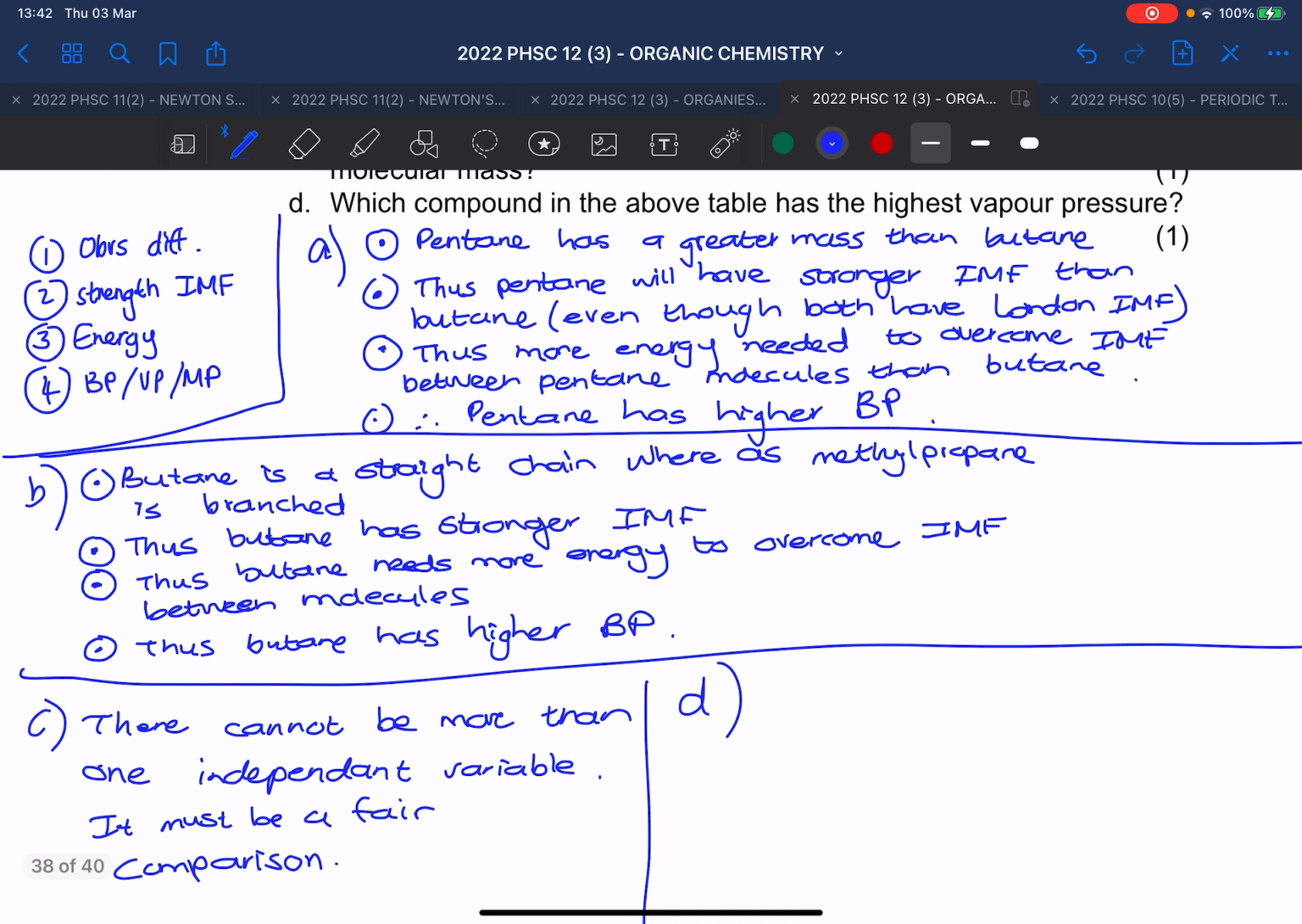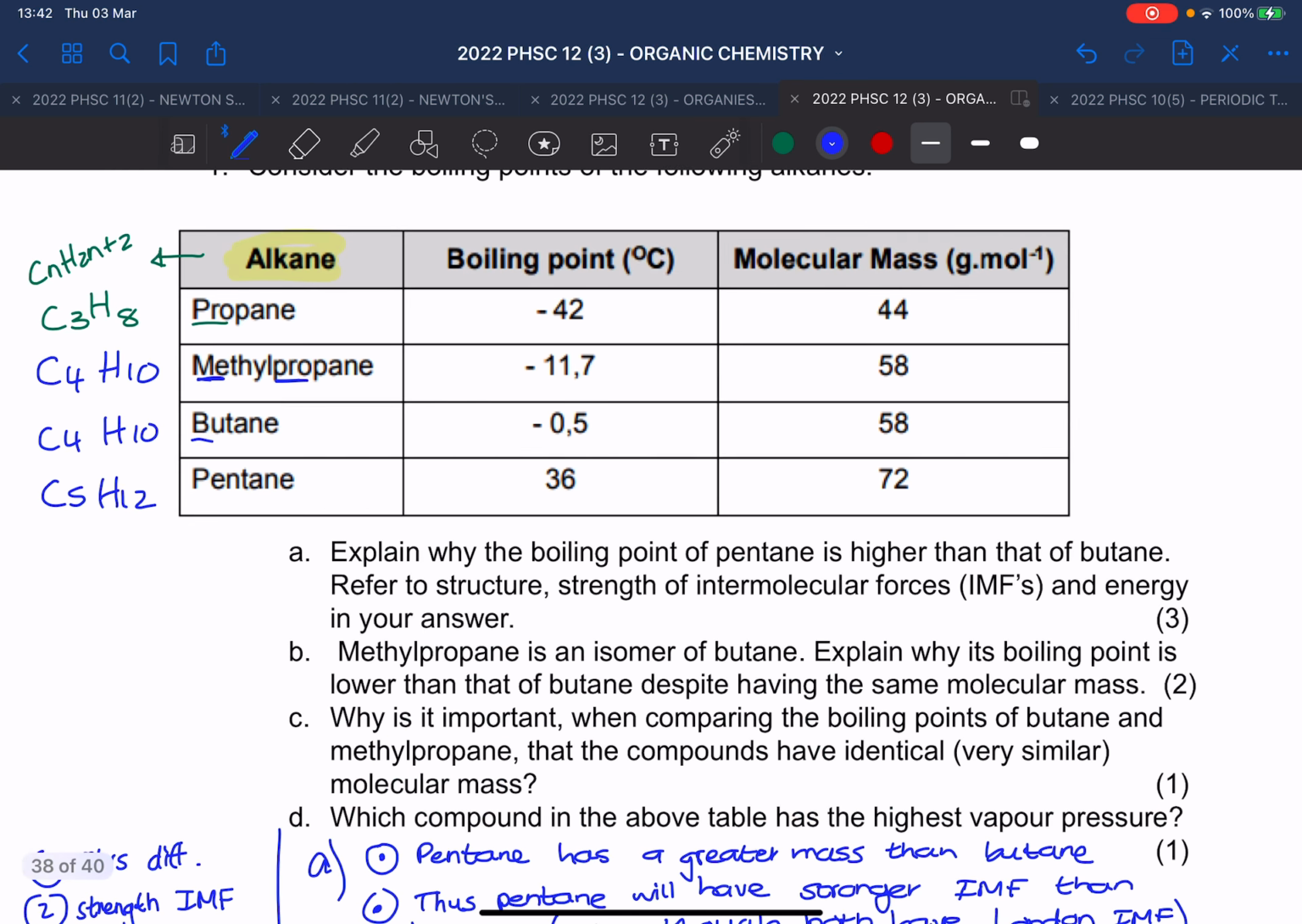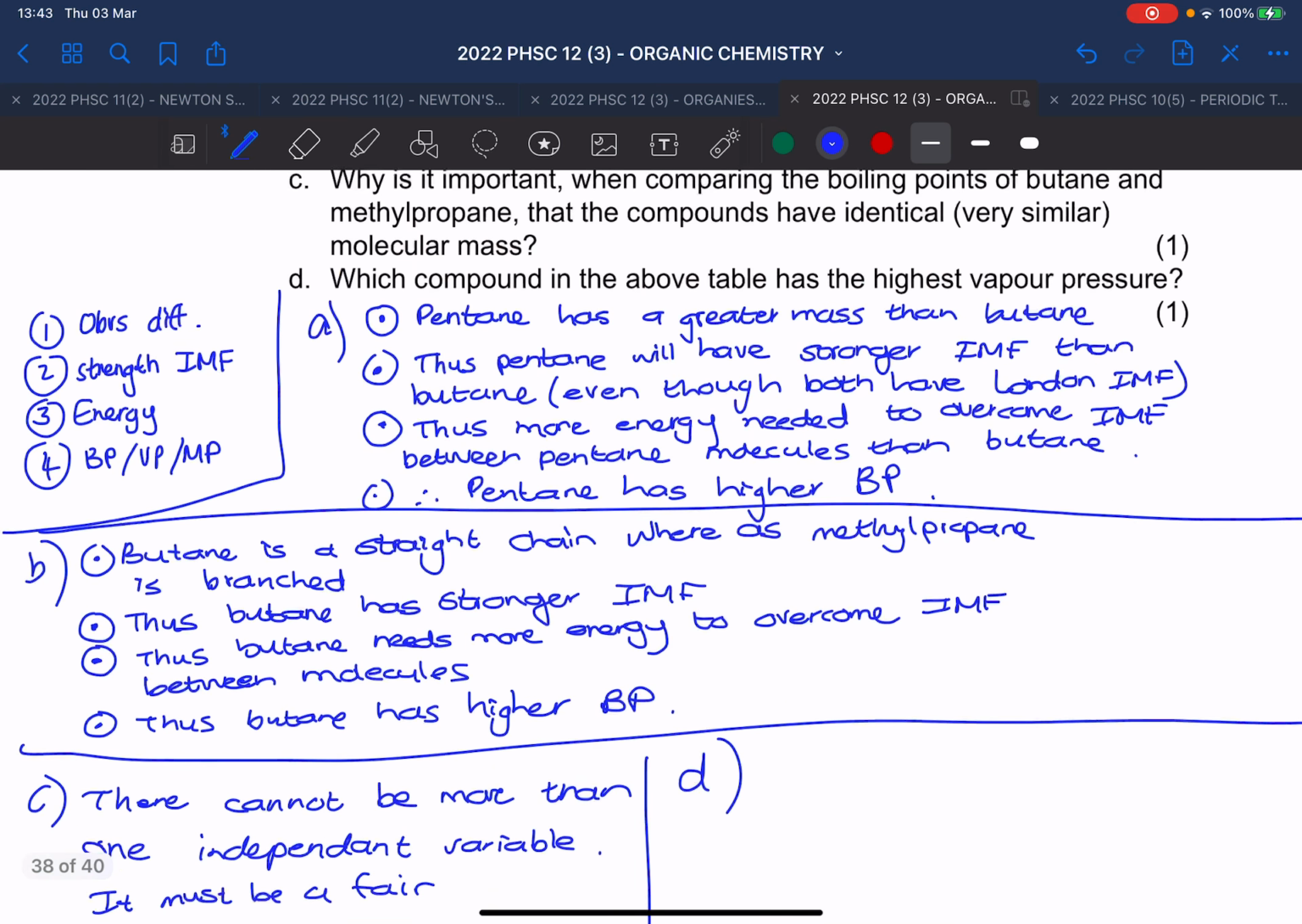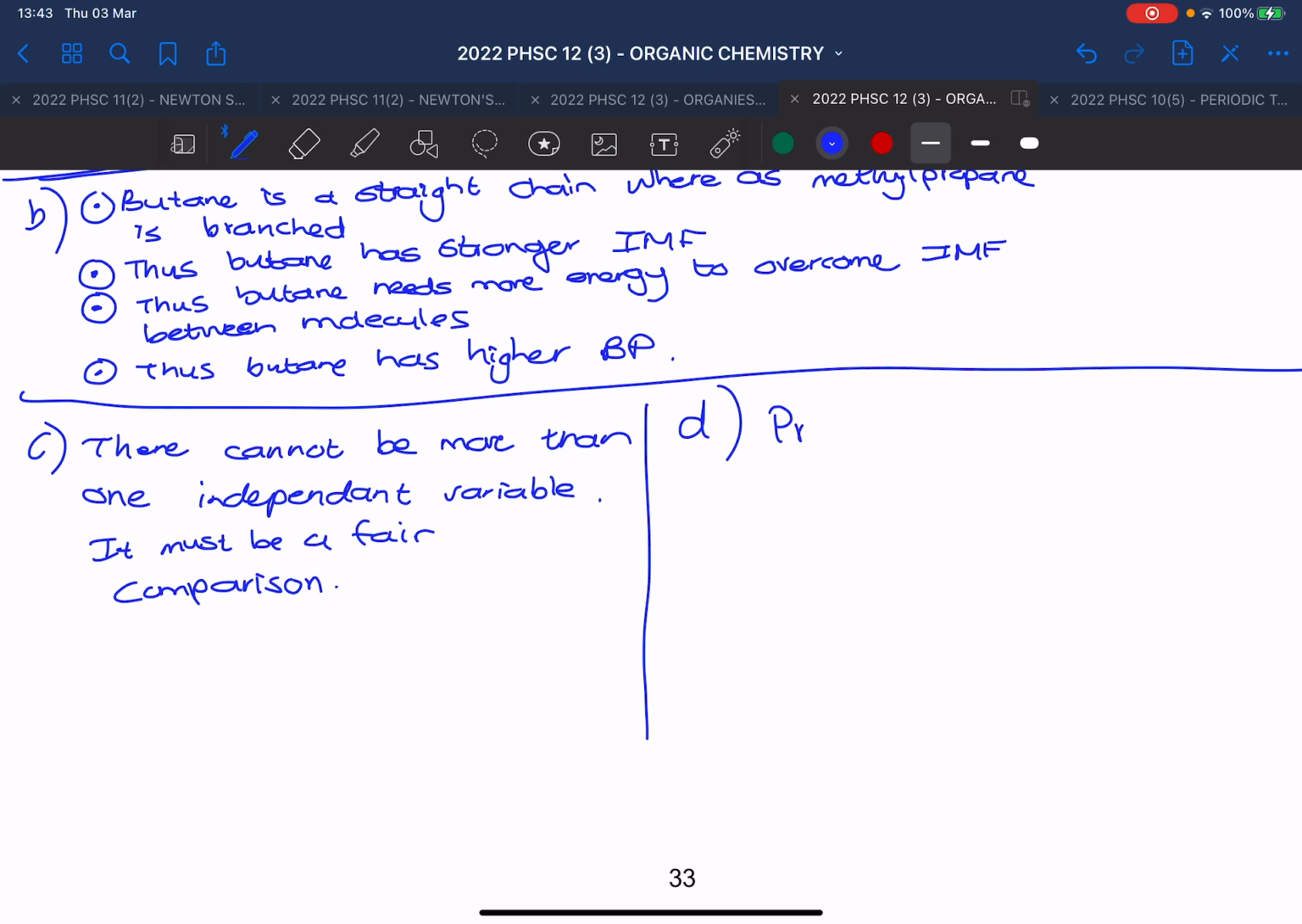Which compound in the table above has the highest vapor pressure? Vapor pressure you get if the intermolecular forces can break easily and they evaporate. So which one will have the highest vapor pressure? The one with the weakest intermolecular forces, because it evaporates faster. Which one has the weakest intermolecular forces? Propane, because it has the lowest boiling point. It has the highest vapor pressure because it evaporates faster. The one with 3 carbons has the higher vapor pressure.